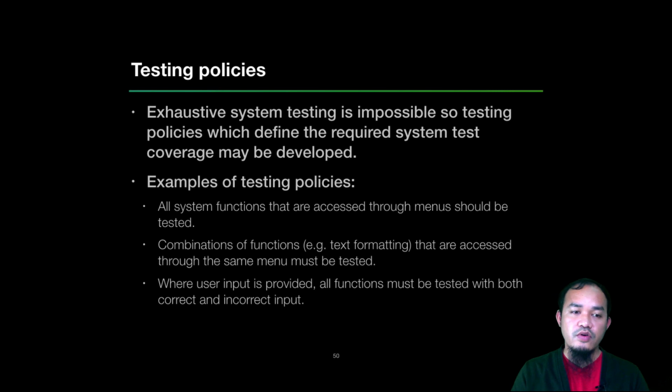For example, all system functions that are accessed through the menu should be tested. For example, this one, combinations of functions where user input is provided. There should be a policy, the things that you want to test. It should be something with some kind of condition, not all conditions. It will be difficult because it's impossible to test all conditions, right? So we have to limit it, and then we have to create some kind of condition to test, and then it should be a kind of testing policy.